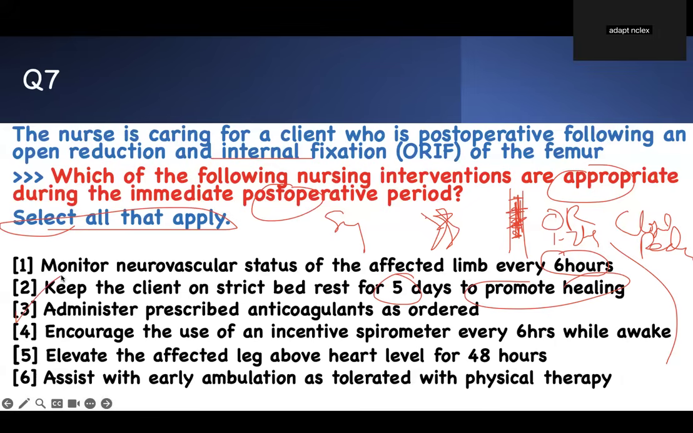It's appropriate. Encourage the use of incentive spirometer every 6 hours while awake. We want to prevent pneumonia. But what do we do? Every hour, 10 times an hour. 6 hours is wrong. It's 10 times every hour. Elevate the affected leg above the heart level for 48 hours. Elevation would decrease blood flow. That's a bad problem. Assist with early ambulation as coordinated with physical therapy. This will prevent DVT. We want to keep you mobile. So there's only 2 answers that are right. If you pick more, NCLEX gives you 0. You know this. Don't get confused.